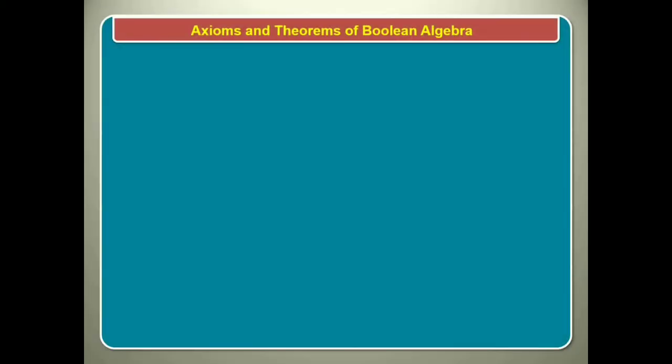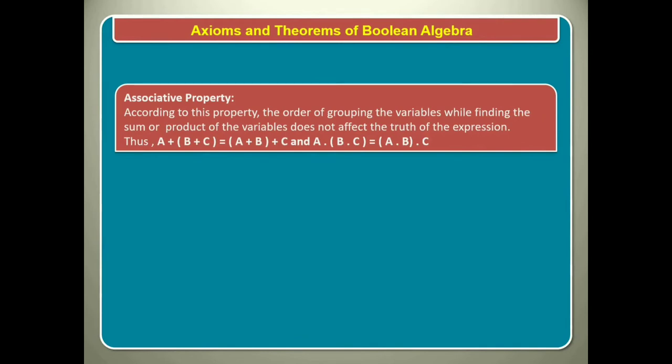Let us now move on to learn about associative property. According to this property, the order of grouping the variables while finding the sum or product of the variables does not affect the truth of the expression. Thus, we can say that A plus (B plus C) is equal to (A plus B) plus C, and A multiplied by the product of B and C in parenthesis is equal to C multiplied by the product of A and B in parenthesis.